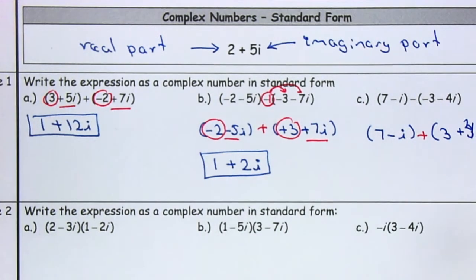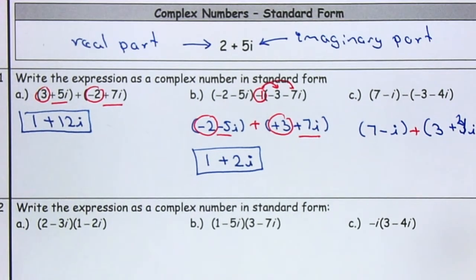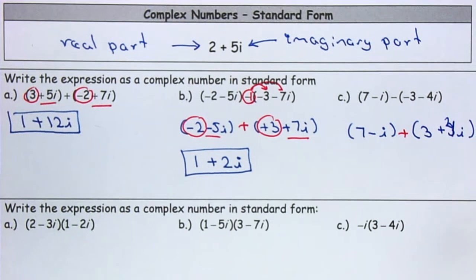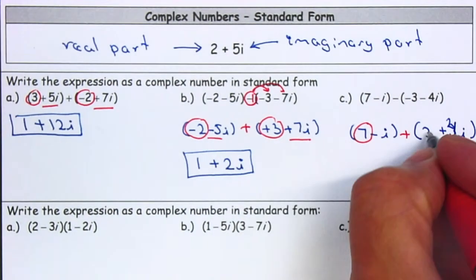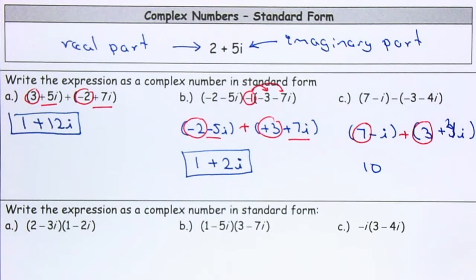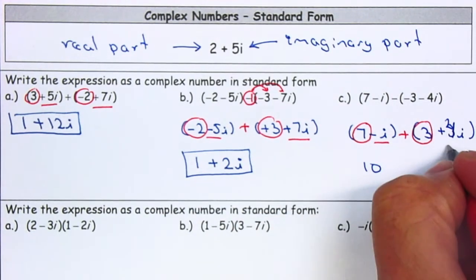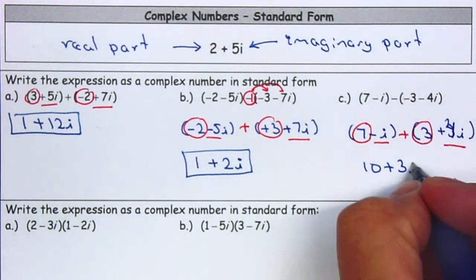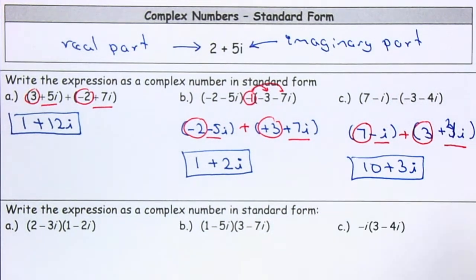And now we can combine our like terms. So 7 plus 3 will give us 10. We combine negative 1i plus 4i, which will give us positive 3i. Easy process.